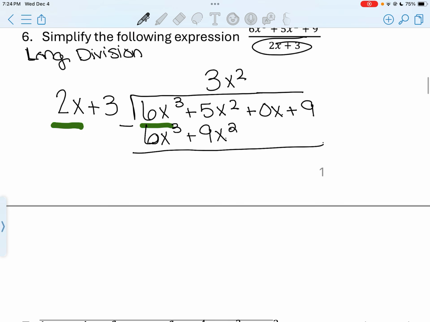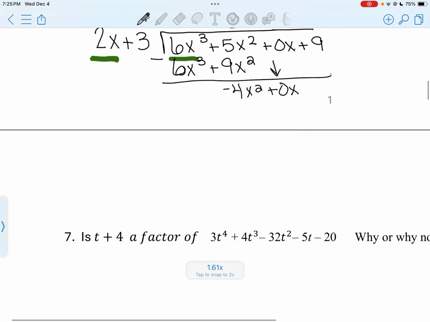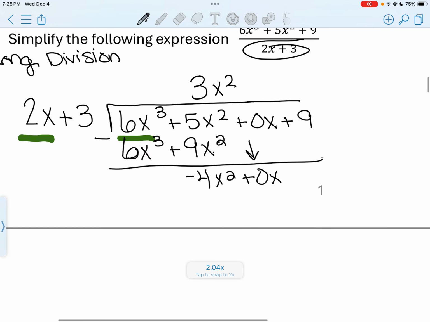Then I'm going to subtract. That is a negative 4x squared. Bring down this 0x. Now here we go with the x's again. What do I need to multiply 2x by to get a negative 4x squared? 2 times negative 2 gives me negative 4, and x times x gives me x squared. So I'm going to multiply that negative 2x by my divisor right here. Negative 2x times 2x is a negative 4x squared. Negative 2x times 3 is a negative 6x. I'm going to subtract them.